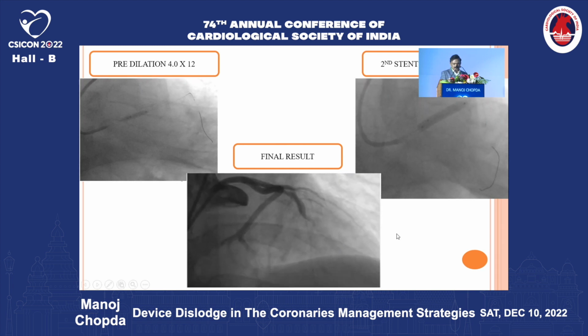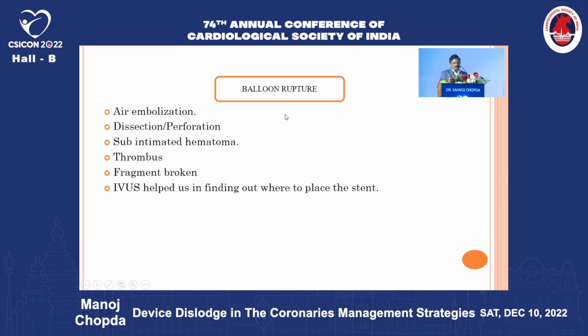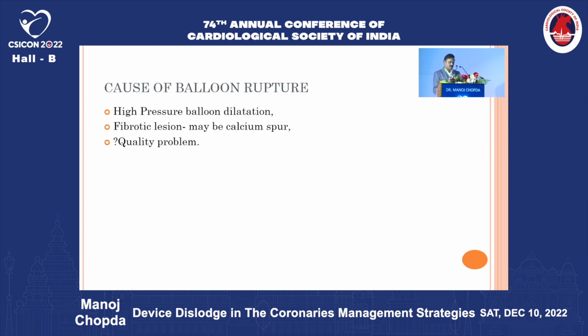Almost 2 years now the patient is doing well. When a balloon ruptures, we are worried about air embolization, dissection, perforation, subintimal hematoma, and what the broken fragment will do. IVUS helped us find out where to place the stent, and we could bail out the patient. The causes of balloon rupture are high-pressure dilatation, a fibrotic lesion, or a calcium spur, or a quality problem, because what we saw was an inflation proximal to the markers also.